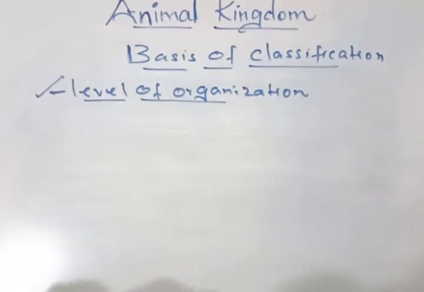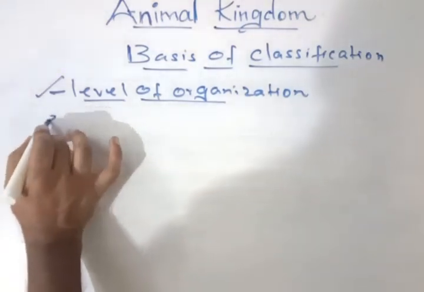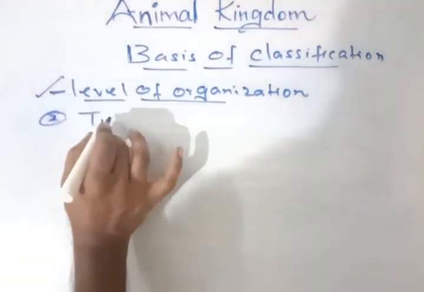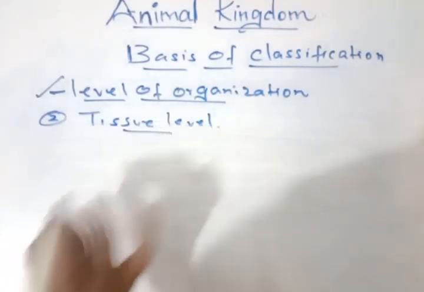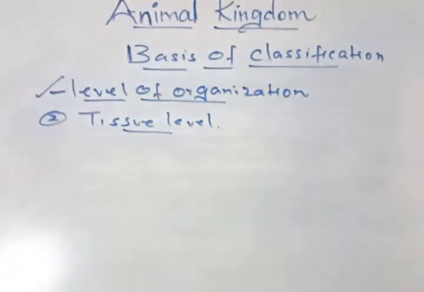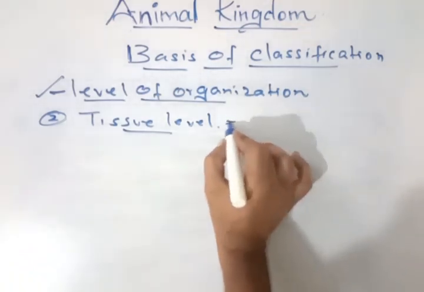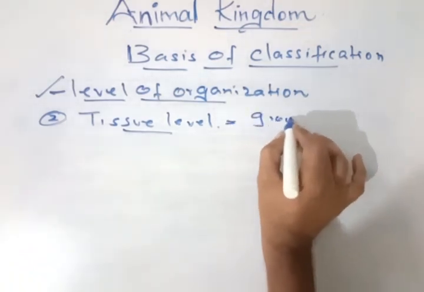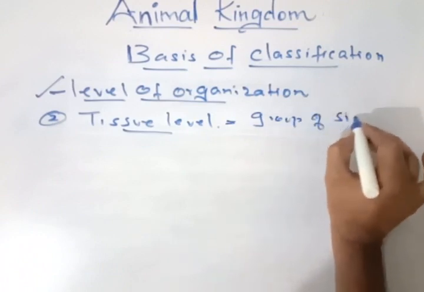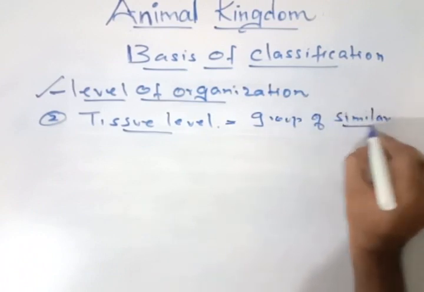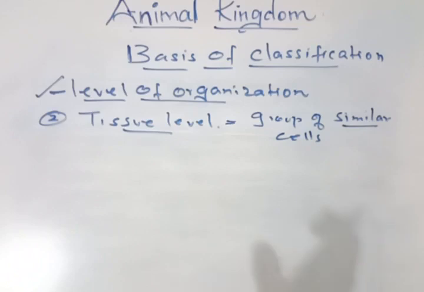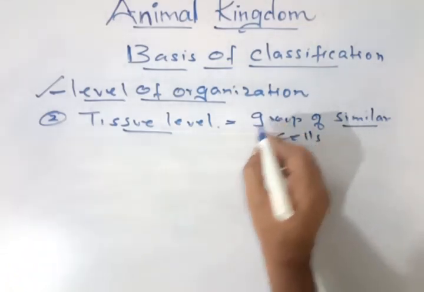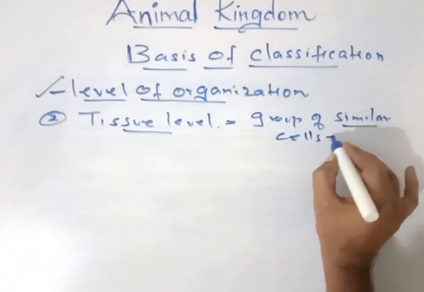The next level of organization is tissue level of organization. So what is this tissue level? Now, how is tissue formed, that you know: a group of similar cells is what is very important. A group of similar cells forms or is arranged to form tissues. So this is how tissues are formed. A group of similar cells forms tissues.